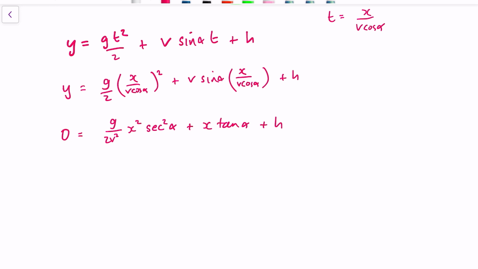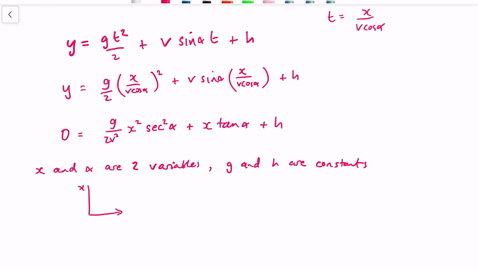So I've only got two variables left. I've got x and alpha. X and alpha are the two variables, and g and h are constants. And I could make x the subject of this equation, right? I could make x as a function of alpha. That would require solving a quadratic. It would get really messy. And then I'd be looking at a graph which is x depending on alpha, and I want to find the biggest value of x. So it's a differentiation problem making the derivative equal 0.